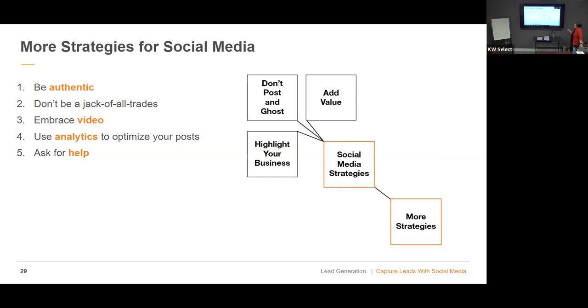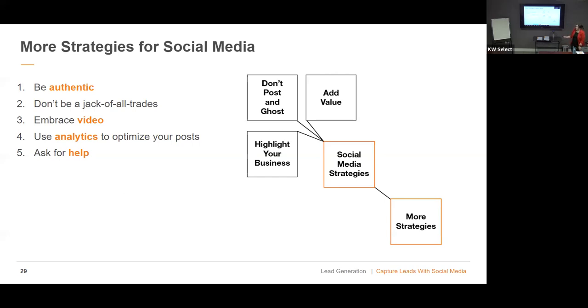Don't be a jack of all trades. You don't need to be everywhere on social media. There are a lot of different platforms: Facebook, Instagram, Twitter, LinkedIn, TikTok. You don't need to master all of them, and you don't need to be on all of them. You'll find a much better return on your time if you focus on just one or two. Probably Facebook and Instagram is what most people are doing, so put all of your effort into that. Once you feel like you've got that down pat, then you can start looking at other ones, but don't feel the pressure to be everywhere all at once.